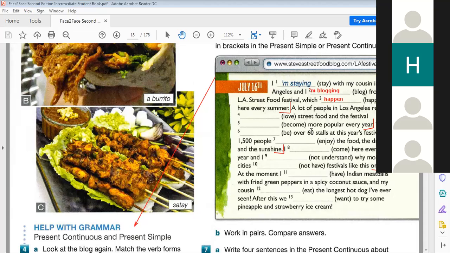Okay, Sana, would you like to continue? Yes. A lot of people in Los Angeles really love street food, and the festival is becoming more popular every year. Okay. All right. Hajar, would you like to go on? There are over 60 stalls at this year's festival, and 1,500 people enjoying the food, the drinks, and the sunshine. Okay. All right, Najat, your turn.